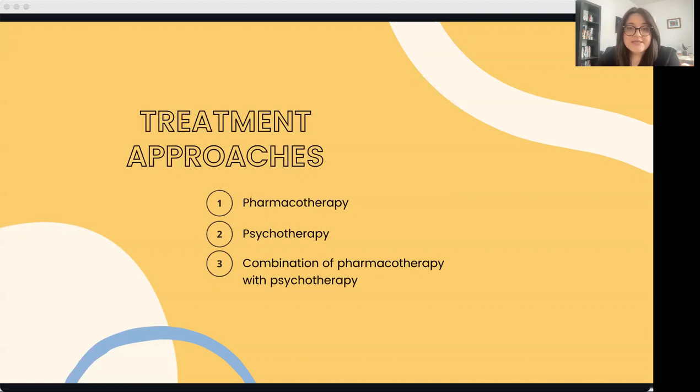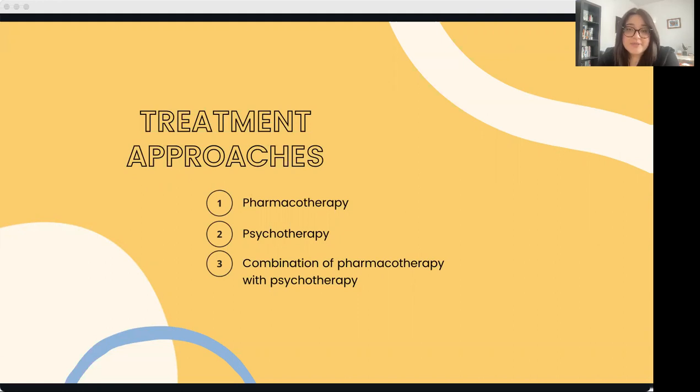The second is psychotherapy, with cognitive behavioral therapy being the evidence-based treatment of choice for generalized anxiety. And compared with pharmacotherapy alone, psychotherapy does have lower attrition rates, meaning that less people tend to abandon or desist from treatment. So this does suggest that psychotherapy may be better tolerated than pharmacotherapy alone, but there's evidence that both are effective in the treatment of generalized anxiety.